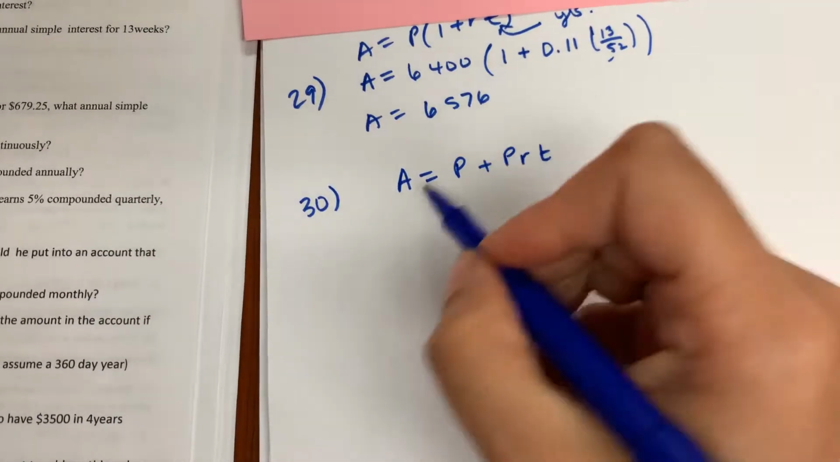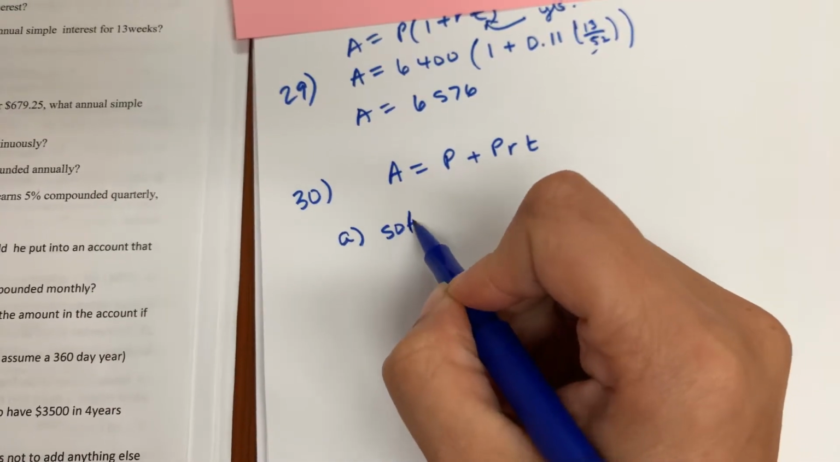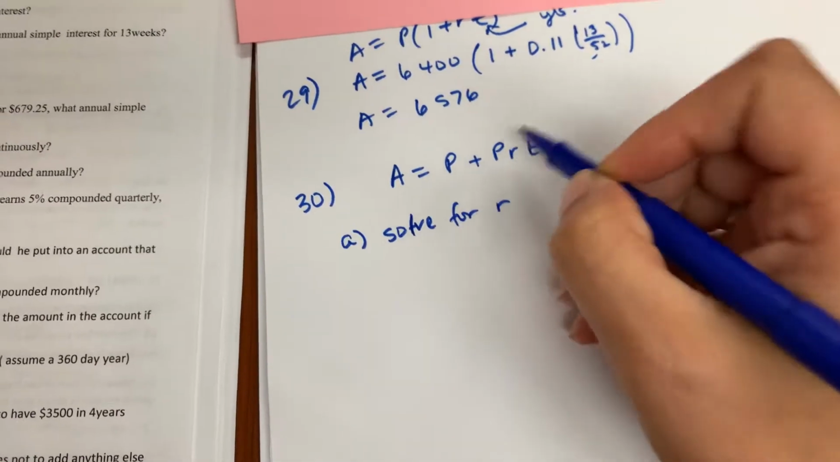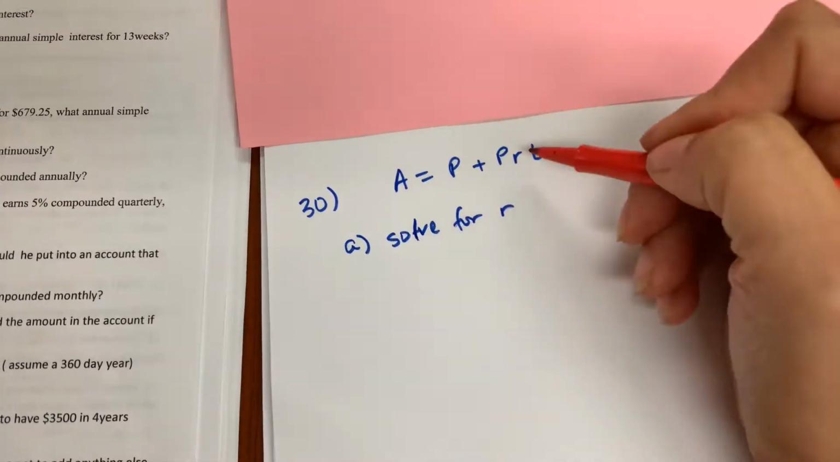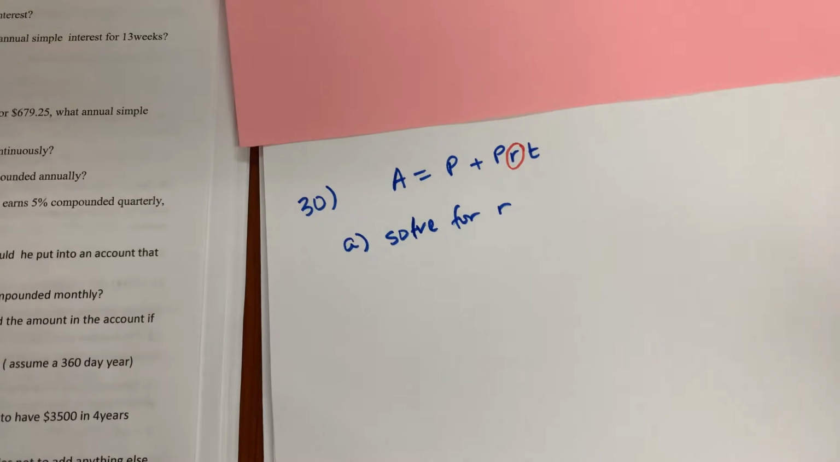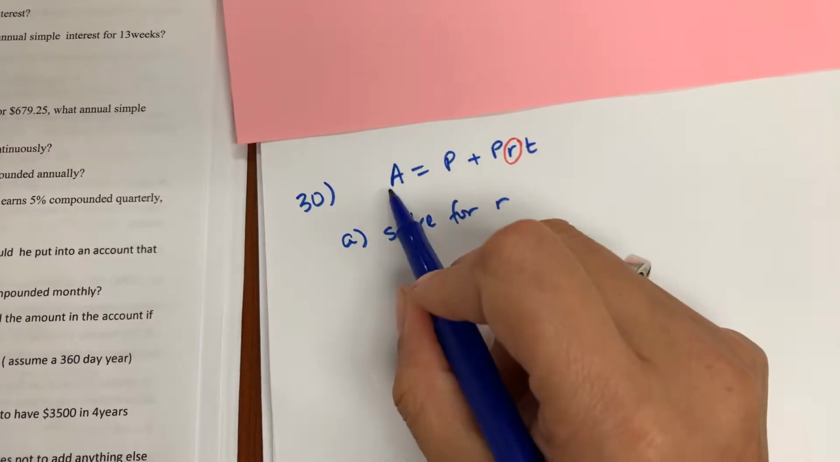And so here the first part, part A, is asking you to solve for R. And I'll try to use different colors so you can follow along. Again, I'm going to cover up this work. Solve for R. So that's who I'm trying to get all by itself. So I know that I can subtract the P.